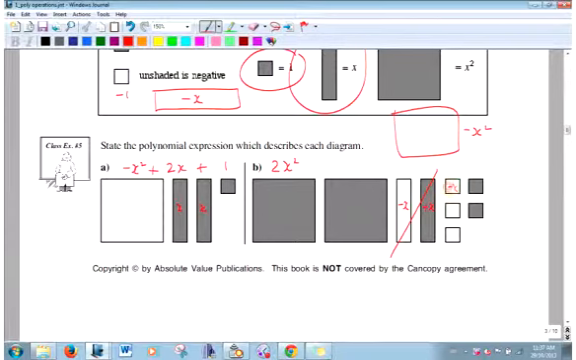I have a minus x, a minus x, a minus x, plus x, plus x. How many x's do I have? So that's the polynomial represented by these pictures. Okay?